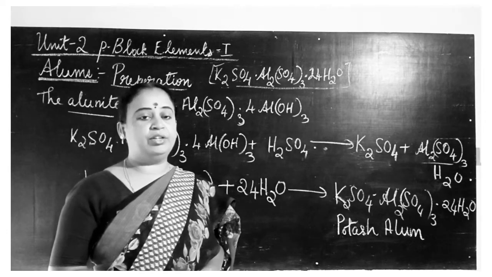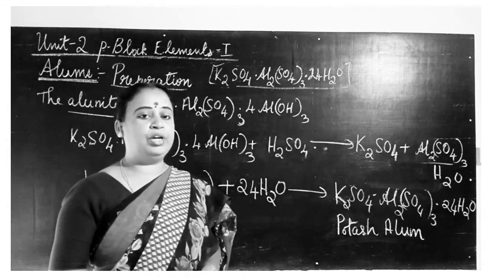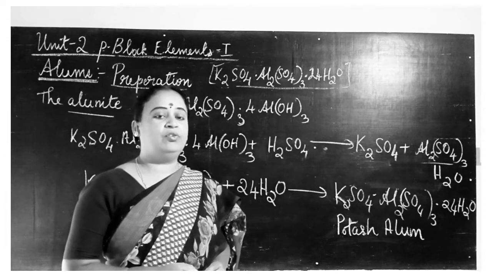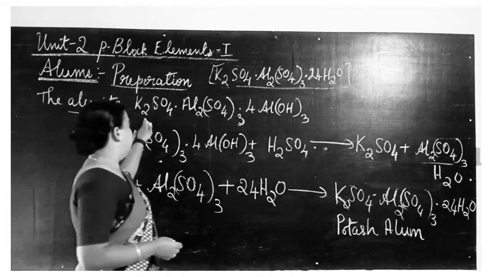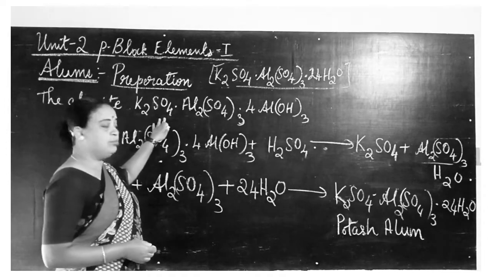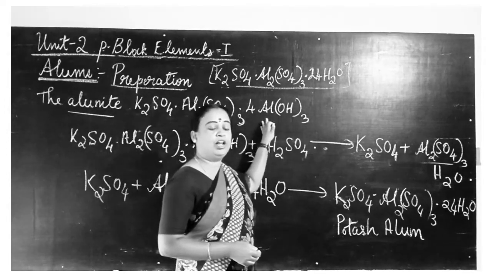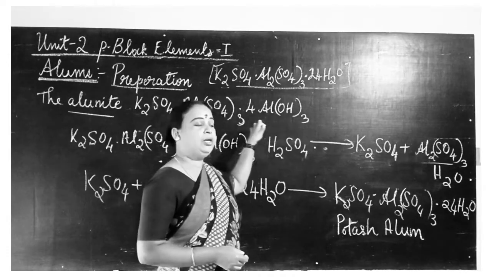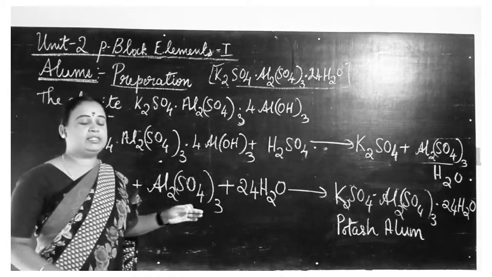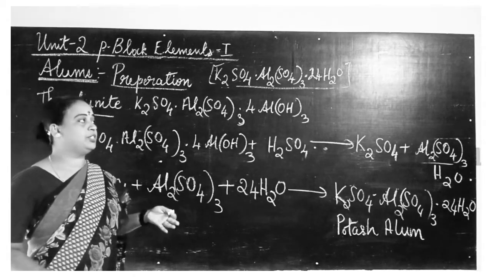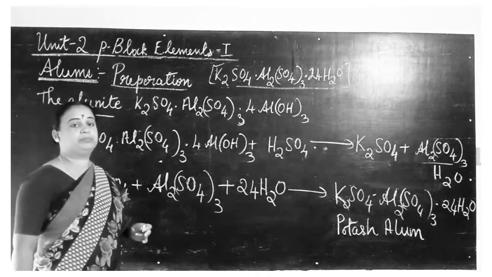So alunite, the formula is K2SO4, Al2(SO4)3, 4Al(OH)3. That is, potassium sulfate, aluminium sulfate and 4 molecules of aluminium hydroxide combined together to form alunite. So alunite is a naturally occurring form of alum.